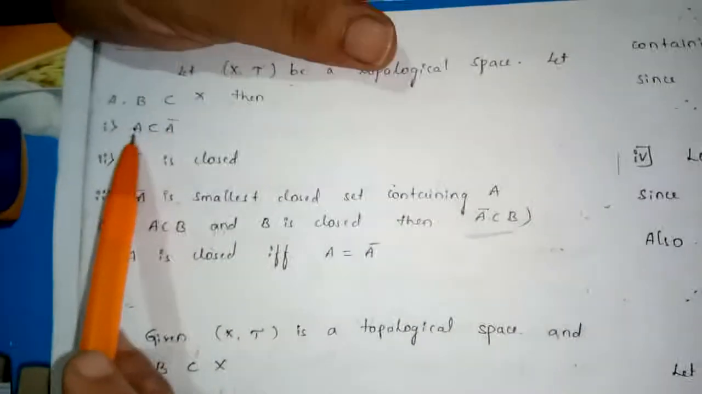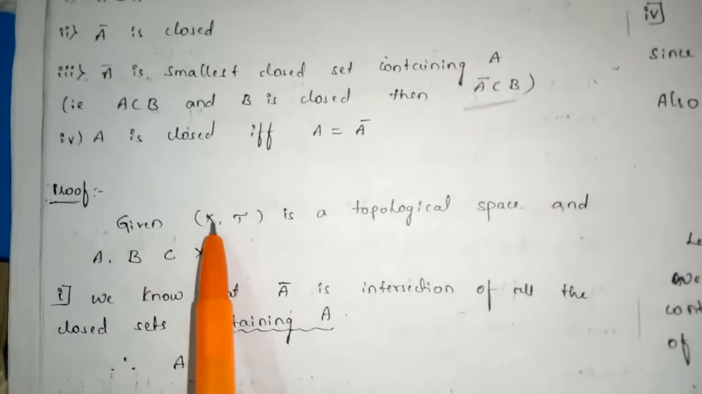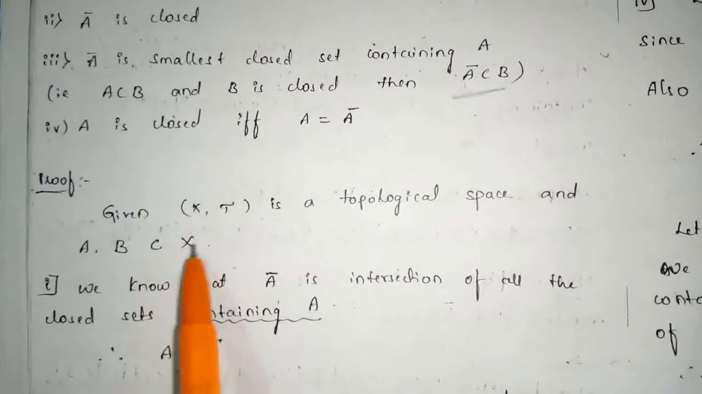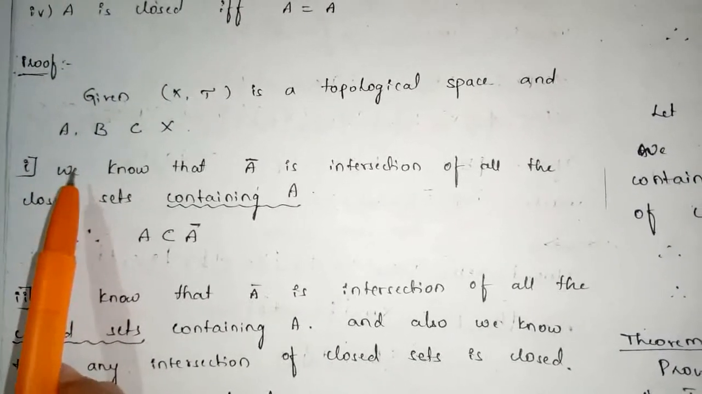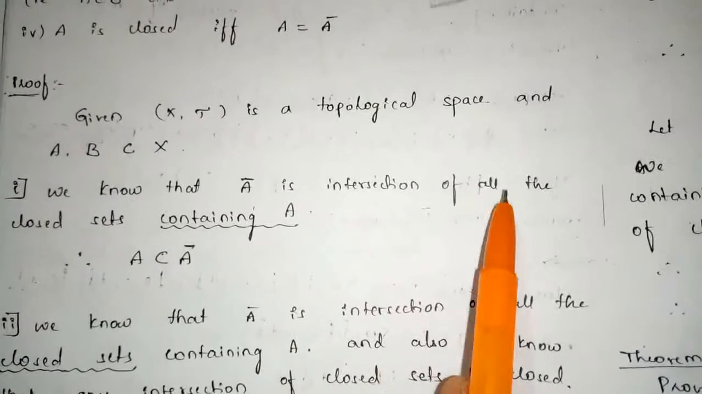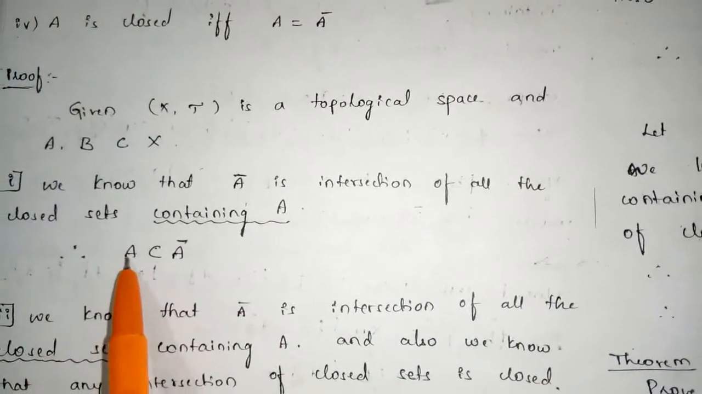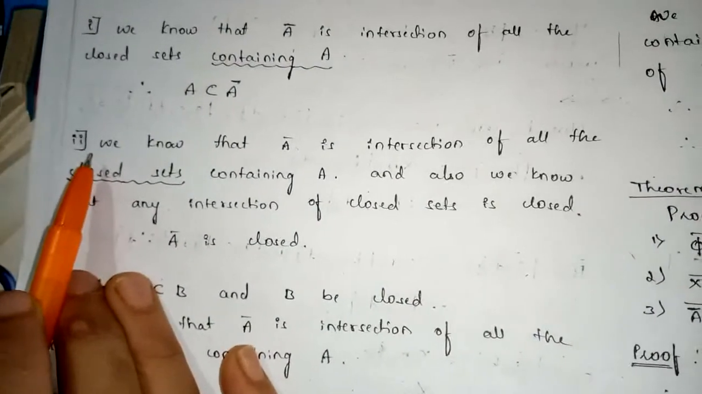First, we have to prove that A is a subset of A bar. What are the given conditions here? Given: (X, tau) is a topological space and A and B are subsets of X. Here, you know the definition of the closure, that is, A bar is the intersection of all the closed sets containing A. By using the definition, we say that A is a subset of A bar. First one is over.